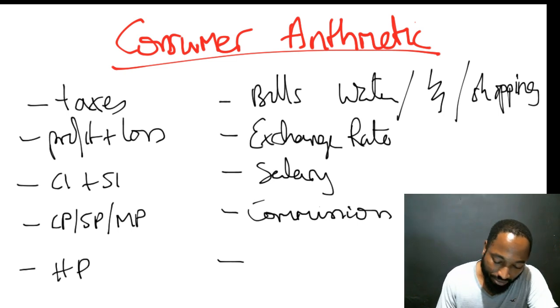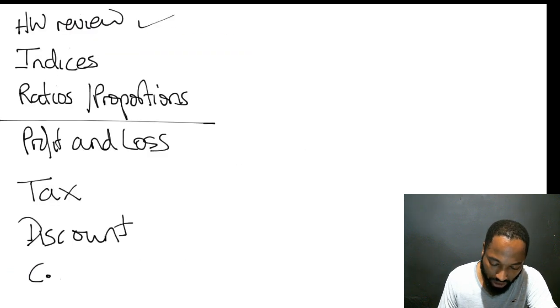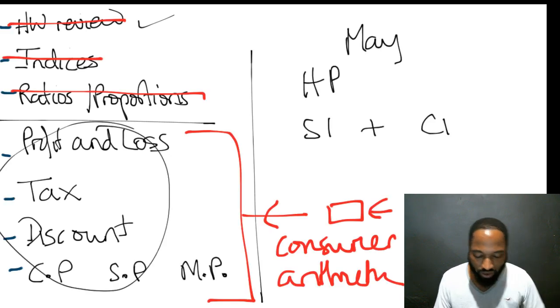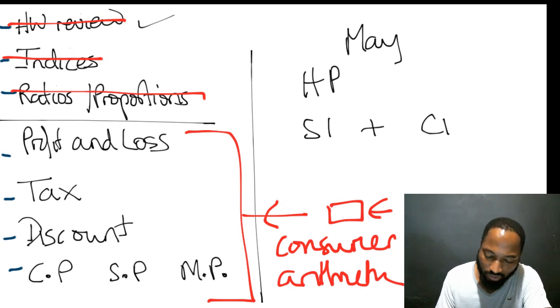So let's take a quick look at the basics in consumer arithmetic, which is what we wanted to do today. That's these topics: profit and loss, tax, discount, cost price, selling price, and marked price. So let's start off with the cost price, selling price, and marked price.